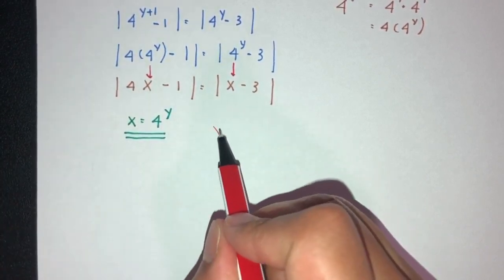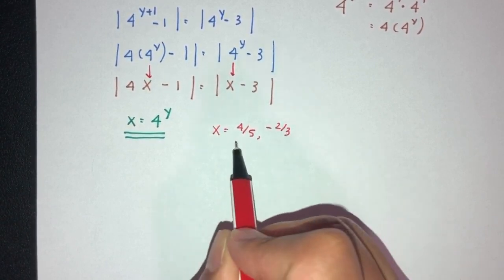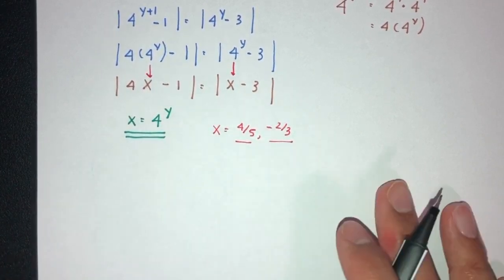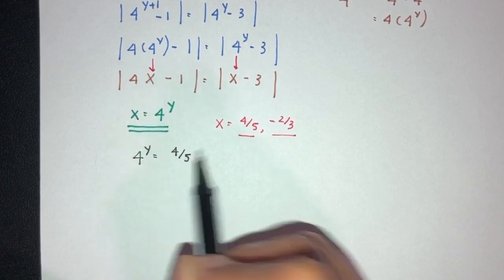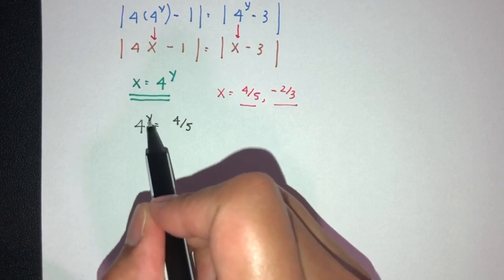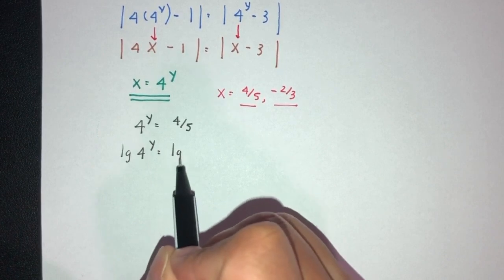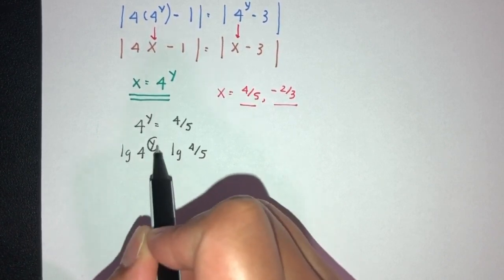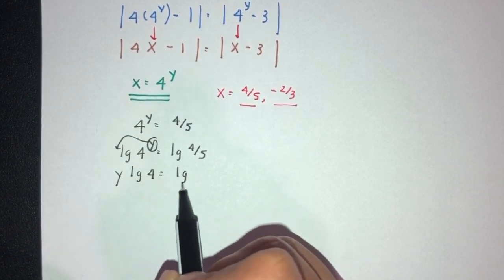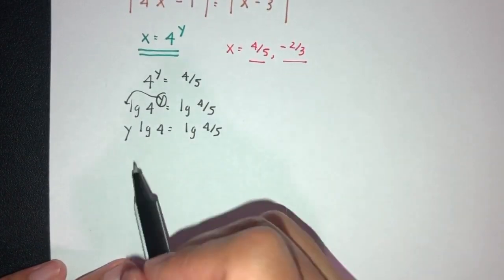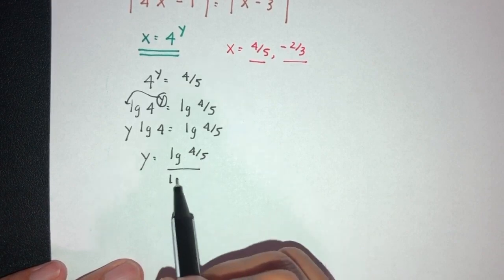Now we know from part 1, x has the values 4 over 5 and minus 2 over 3. So let's use those values to find the possible value of y. You'll have 4^y, first one is equal to 4 over 5, sorry. So y is a power here. We have to bring it down by applying log on both sides. This will come over here. So finally, y will be simply log of 4 over 5 divided by log of 4.